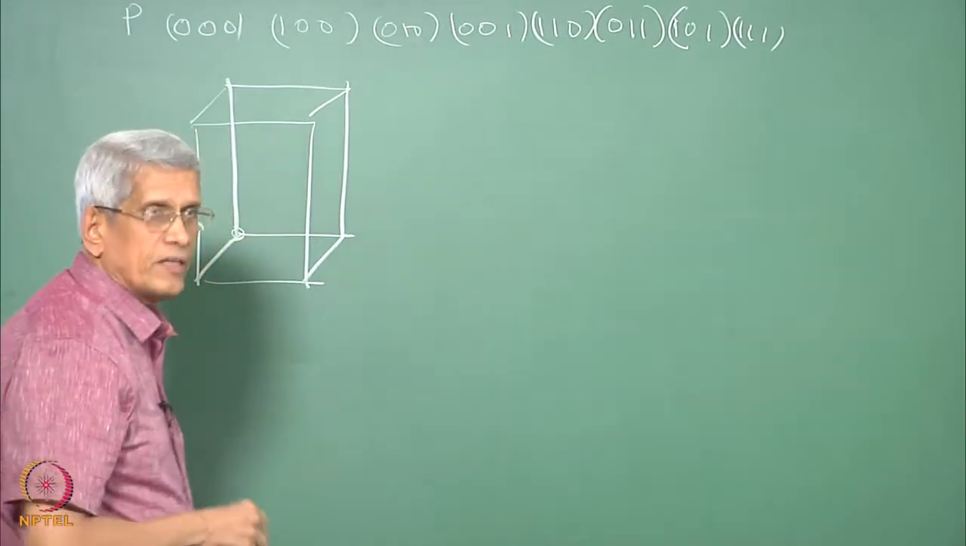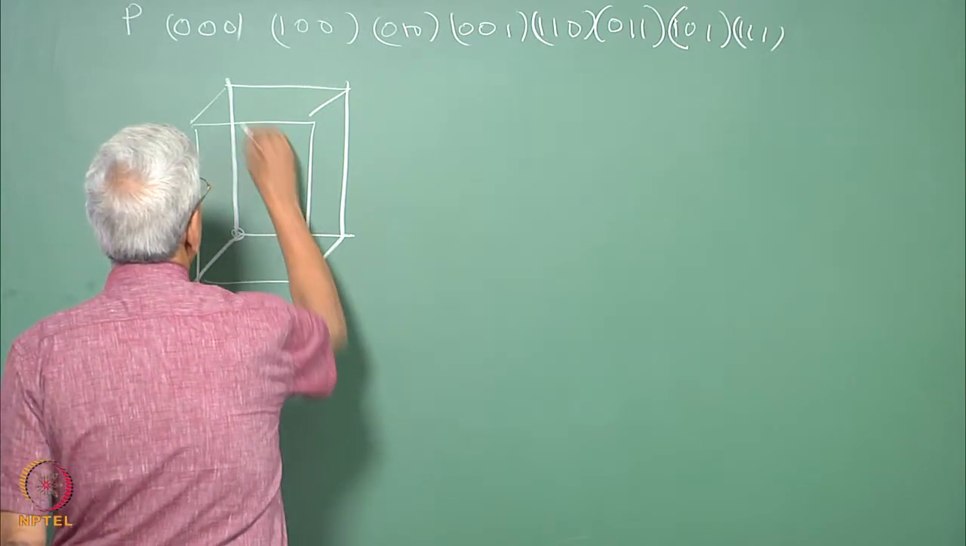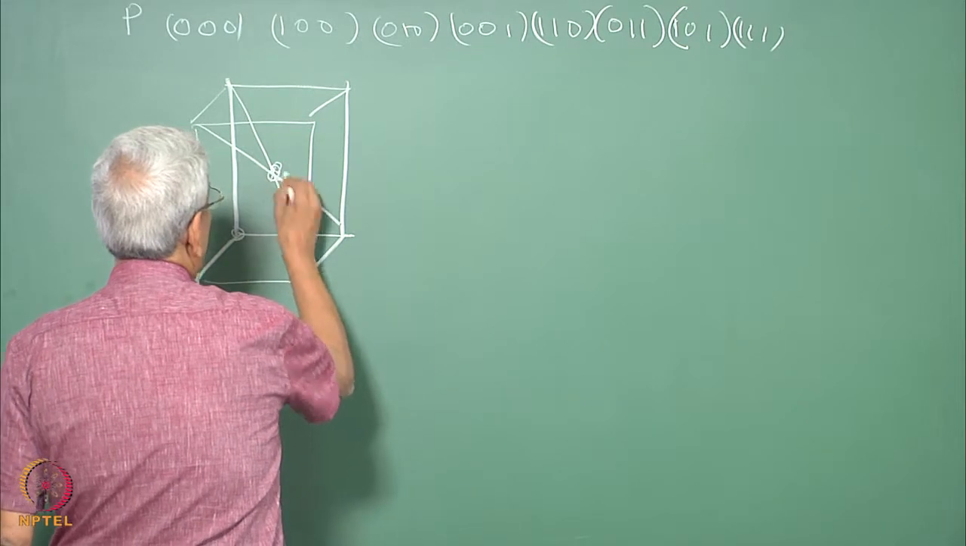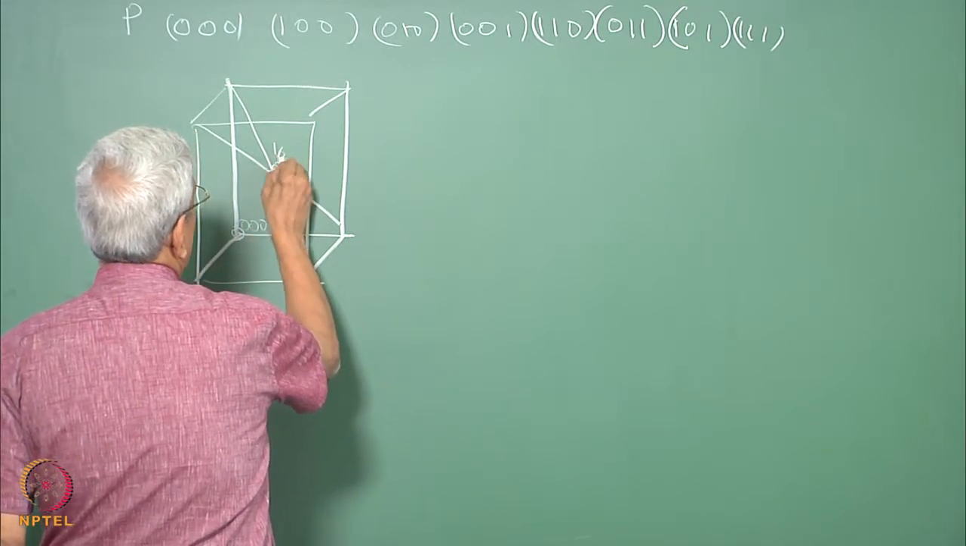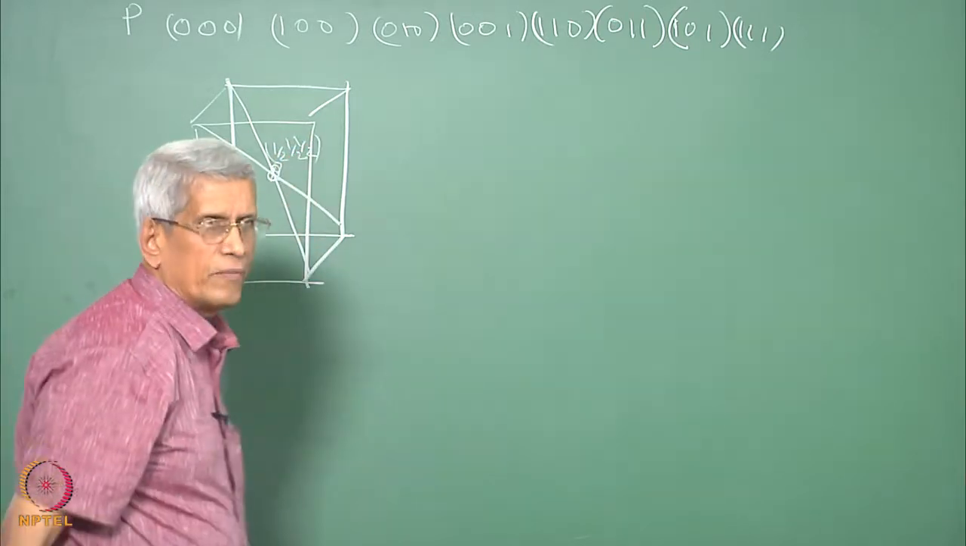One lattice point is at the origin, another lattice point is going to be at the middle. So, this will have coordinates 0 0 0, and this will have coordinates half half half.